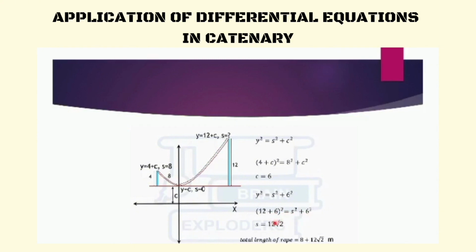We can now solve our s, which is equal to 12 square root of 2, and the total length of the rope is equal to 8 plus 12 square root of 2 meters. That would be all. Thank you.